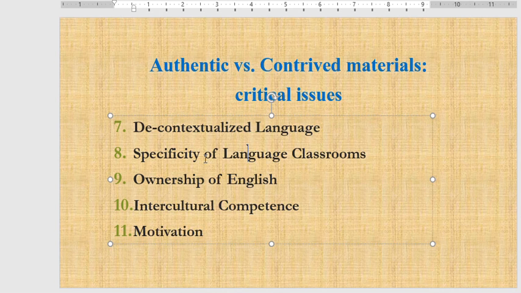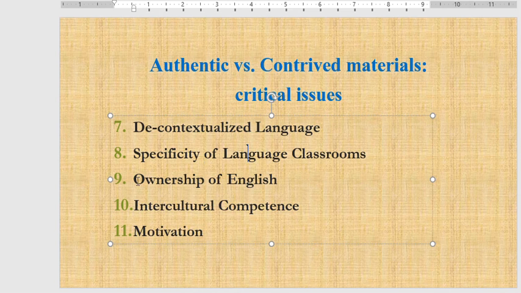Again, authentic materials are better if you correctly and appropriately localize those authentic materials, but contrived materials localize the language or the situation or the messages, the topics. What happens? Distorted language is used.